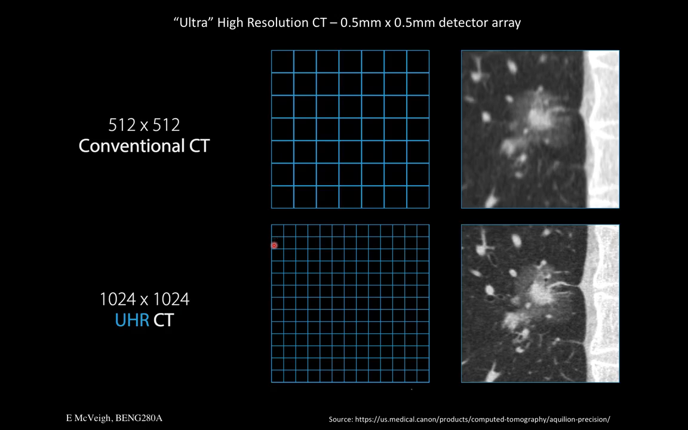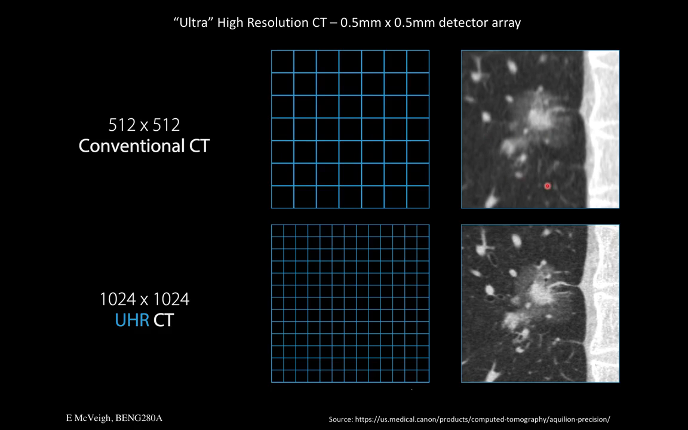So they've got 4 times as many pixels. They got a lot more data to process. And the question is, can you see anything with this high-resolution detector that you could not with a normal CT detector? And it turns out, yeah, you can.